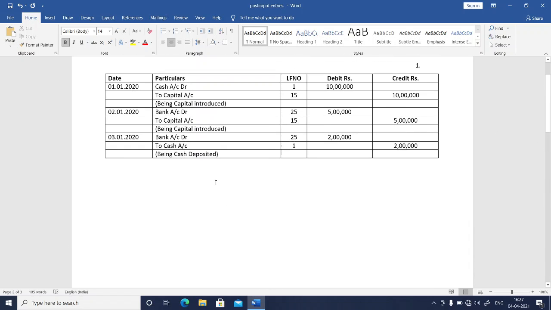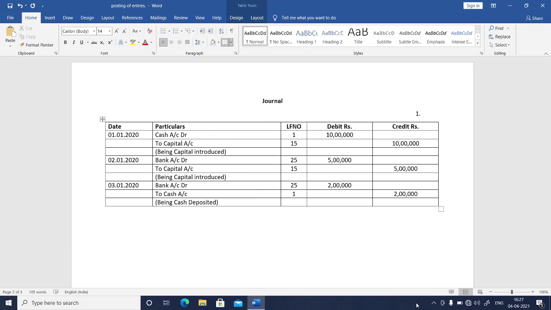Hi friends, till now we have learned how to record journal entries in our earlier lectures. Now in this lecture we learn how to prepare ledger accounts. I have recorded a few journal entries for the sake of convenience here. You can see the journal.